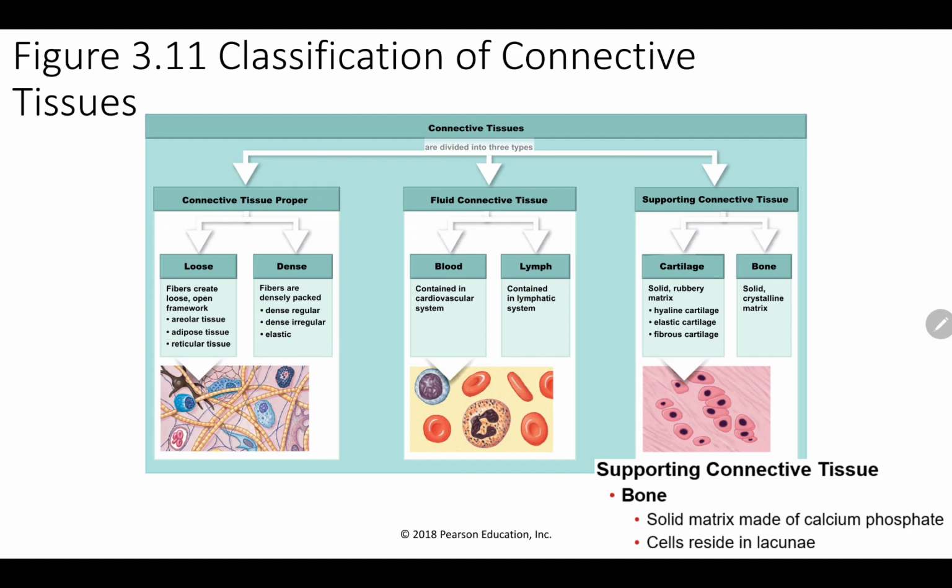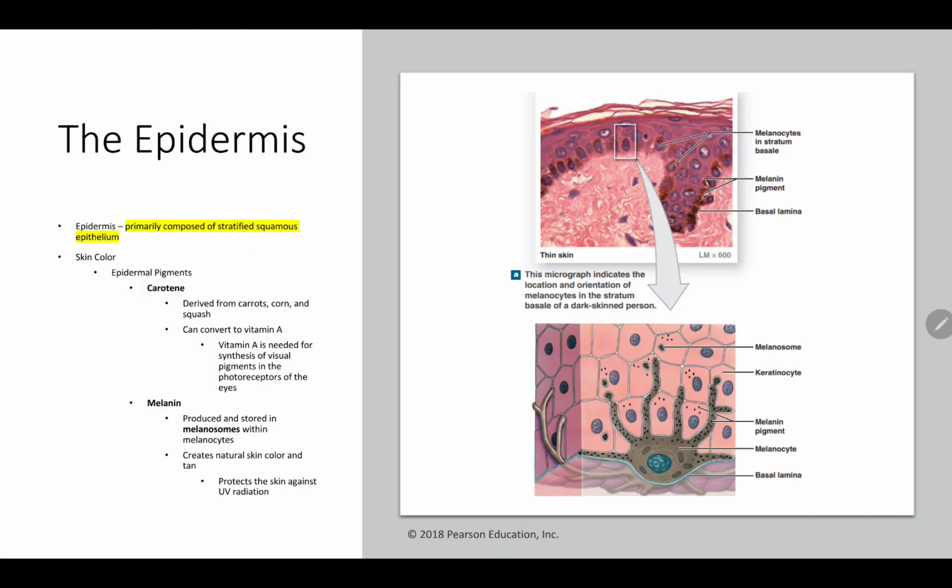We have fluid connective tissue, which is going to be our blood and lymph fluid. And we also have supporting connective tissue. Supporting connective tissue is bone, cartilage, things like that. Okay, remember, bone is a type of supporting connective tissue.